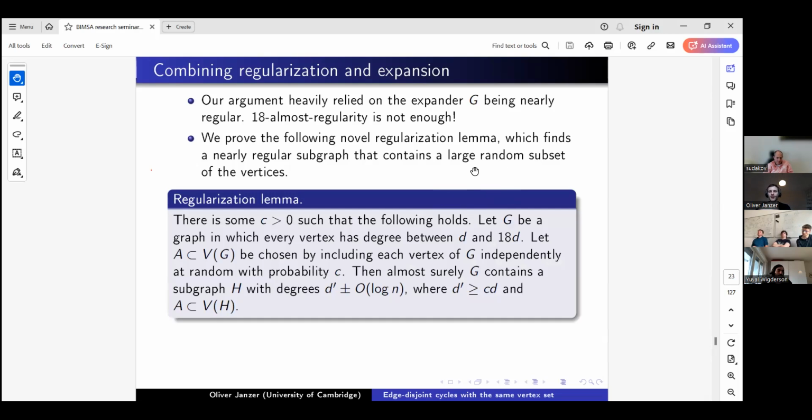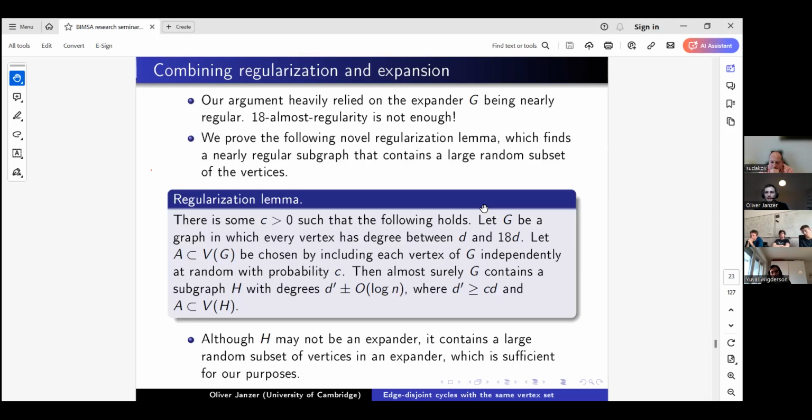Let me just explain. So if you start with a graph that's, say, 18 almost regular, or choose your favorite constant here, it has degrees between D and 18D, and you choose a subset of the vertices with some small constant probability. Then you can find a subgraph whose degrees are all very close. They are between d prime minus log n and d prime plus log n for some d prime that's as big as the original degree. So d prime is essentially as big as the original degree. The error is now an additive log n, so very small. And crucially, your subgraph has vertex set that contains a large random set A. So we have very good control on the vertex set of H as well.